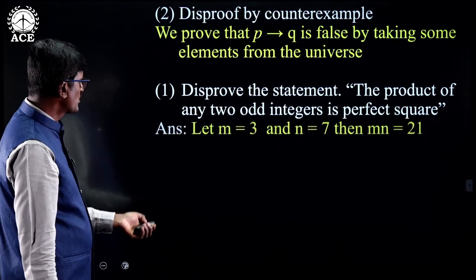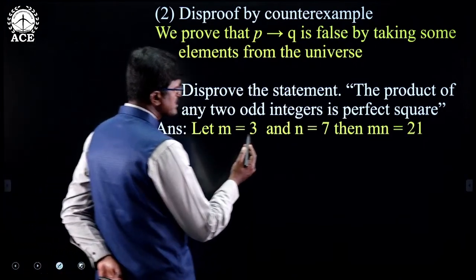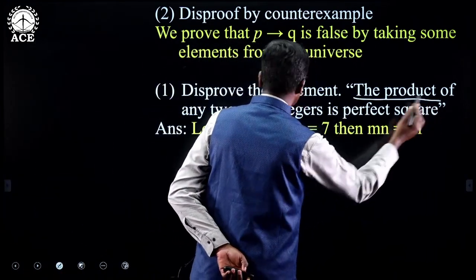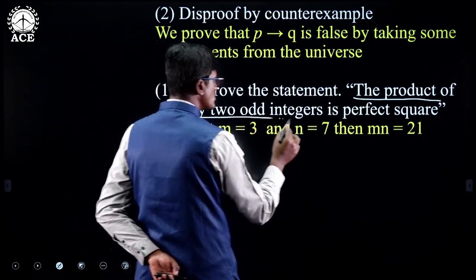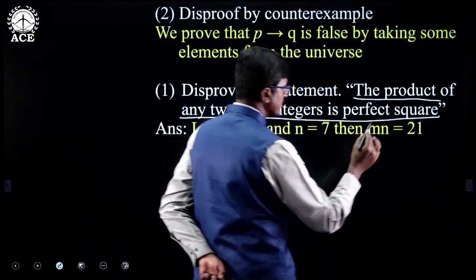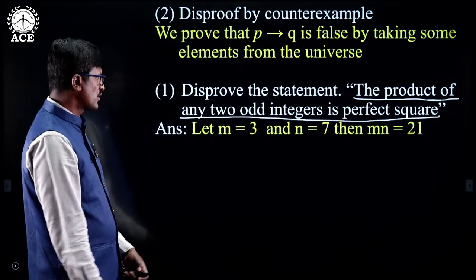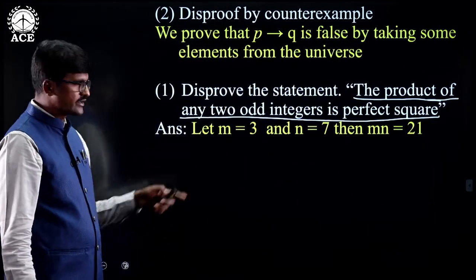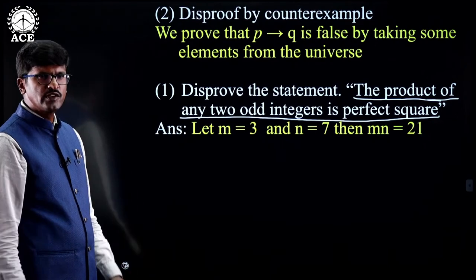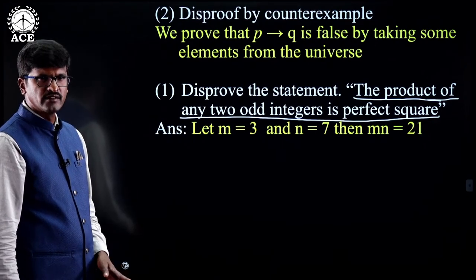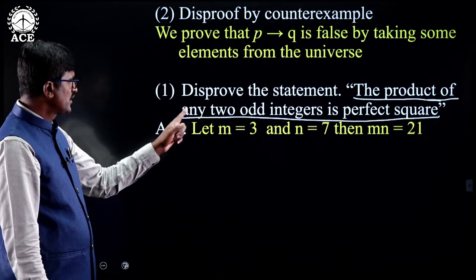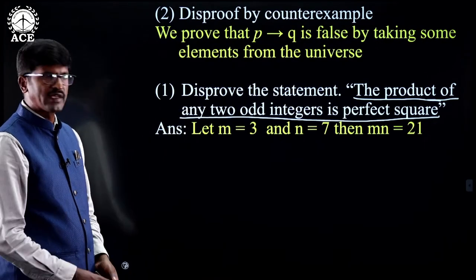Look at this. Disprove the statement. The statement is: the product of any two odd integers is a perfect square. You have to disprove it. Actually, the product of any two odd integers is not always a perfect square, so that is a false statement. You have to show it by taking some example.